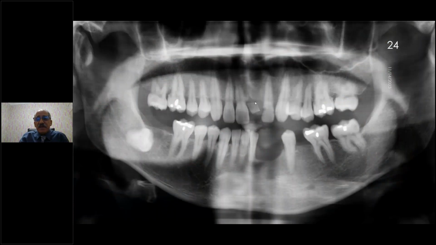This is the X-ray 1 year after, and we see clear bone, no intrabony lesion, and the surrounding teeth are vital with no mobility. Temporarily, the patient is wearing a denture to prepare for a future implant later. Next, please.